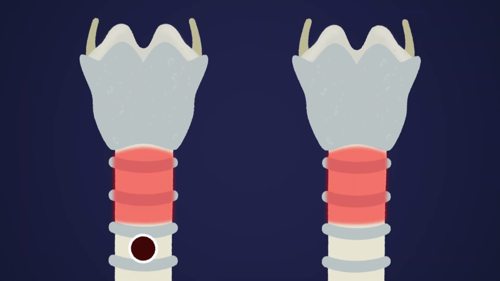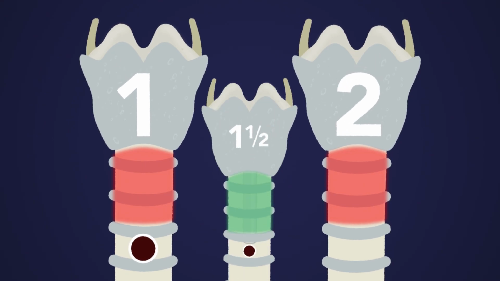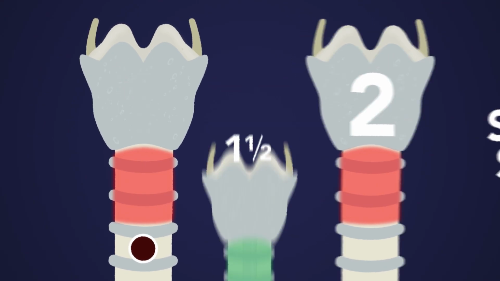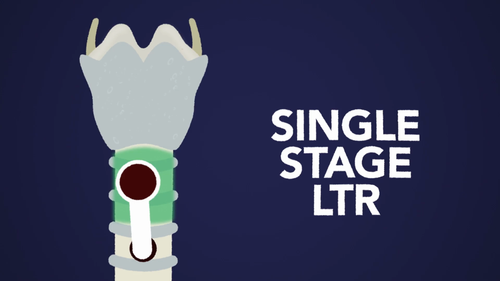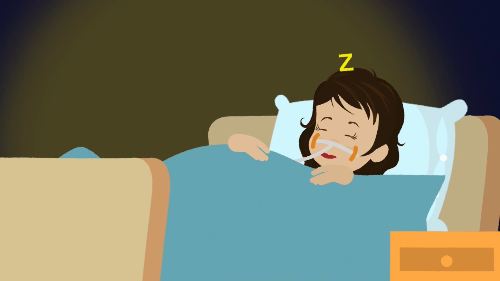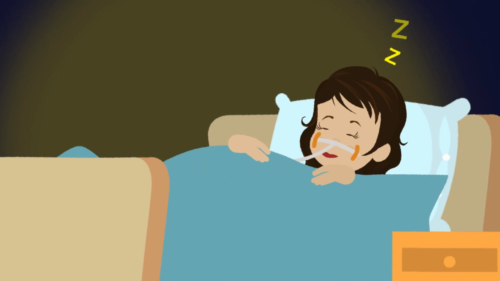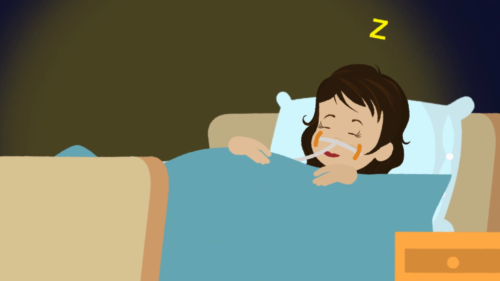Depending on the type of narrowing, the airway reconstruction surgery can be done in either 1 or 2, or what is now called a 1.5 stage procedure. In a single stage LTR, the area of narrowing is repaired and the existing tracheostomy tube, if present, is removed at the same time. After surgery, a breathing tube is kept in the airway as a stent to prevent collapse while the area starts to heal.